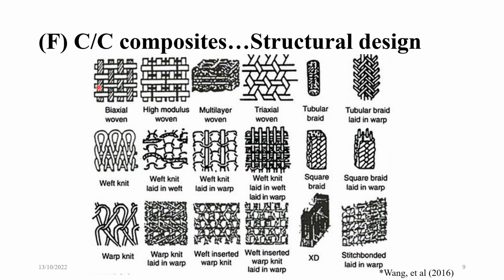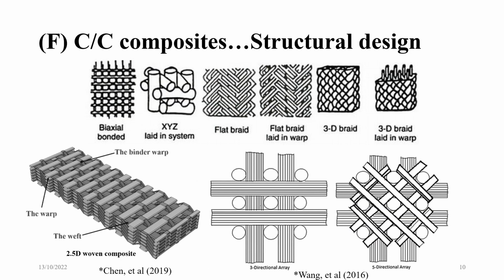Now there are further other different variants of the structural design, which is more toward different types of woven designs. Okay, different types of weaves: biaxial, high modulus, multi-layer, triaxial, tubular braid, etc. In addition, there could be biaxial bondage, flat braid, then 3-directional array, 5-directional array. There are so many variants. The more the variants, more we are keeping in mind the structural integrity of the composites.